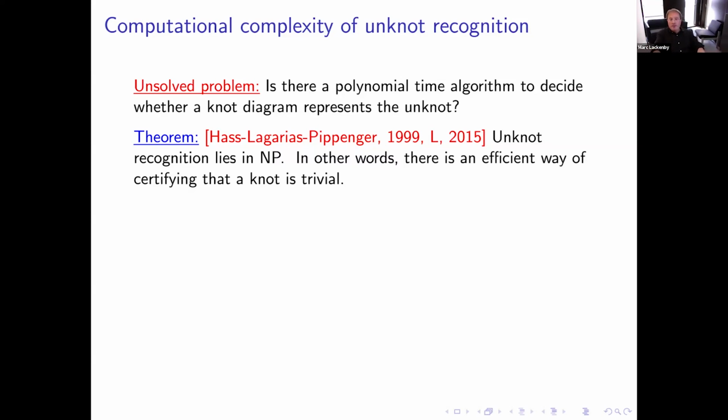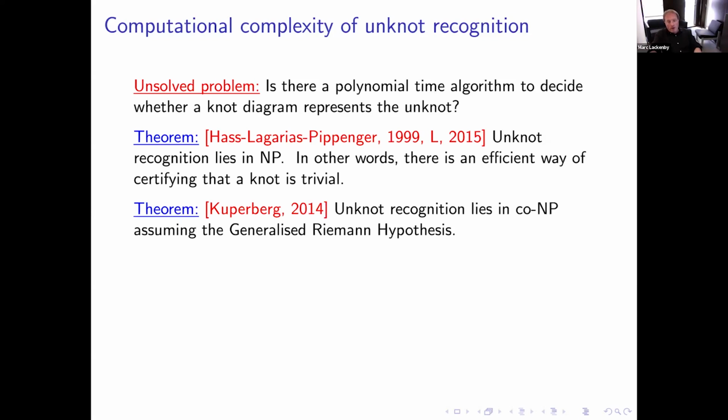There's now an alternative, much simpler certificate, just using my result on Reidemeister moves. Someone's given you a knot diagram. How can I certify that it's the unknot? Well, I can just give you a sequence of Reidemeister moves taking it to the trivial diagram. And because we have this polynomial bound on Reidemeister moves, that certificate is only polynomially long and can be checked easily in polynomial time to see whether it really does work. And so that shows you a simple way of showing that unknot recognition lies inside NP.